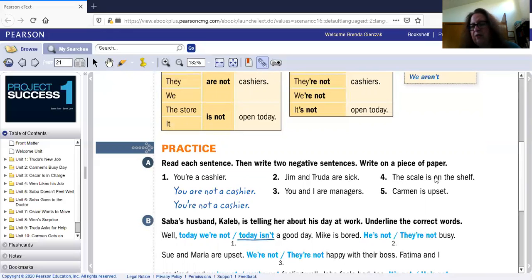Number 4: the scale is on the shelf. I'll do one and I'm not going to do the other, so that we can talk about it in class. So: the scale is not on the shelf. I turned "on the shelf" to "not on the shelf", a negative. And we'll talk about what the other one is in class. Then number 5 is: Carmen is upset. I'll do one for that one. Carmen is not upset. And we'll do the rest of those in class.